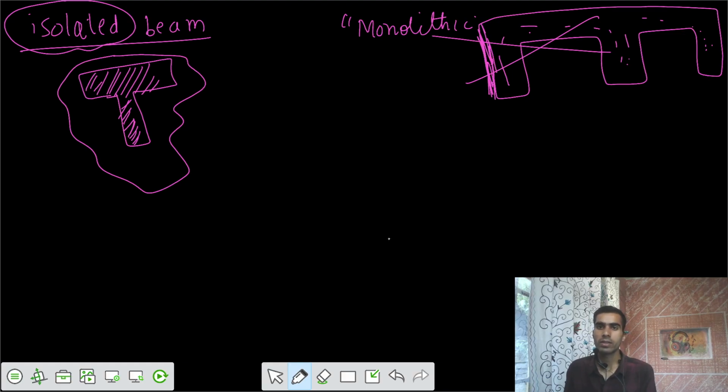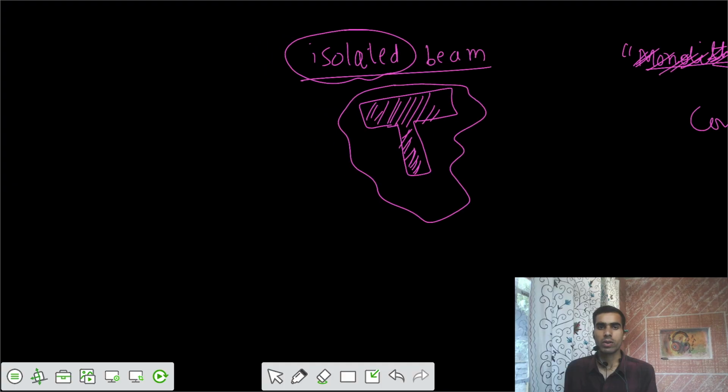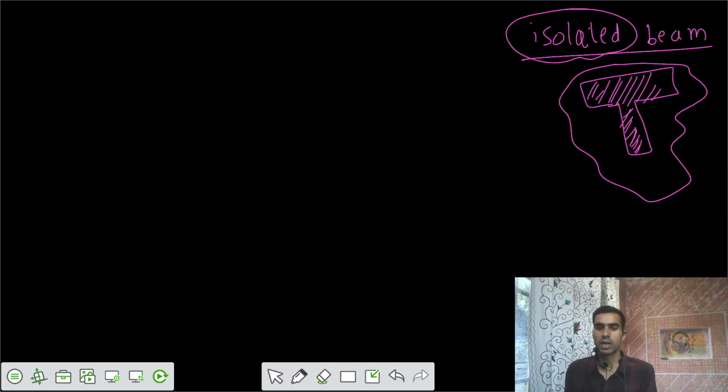In the other case we are designing L-type, T-type, and some intermediate T-types also. So this is what you call a continuous system. You have to erase that monolithic in the previous one. So let's go for the isolated system, isolated beams. Let's say this is some width BW, and there's some actual capital B, and there's some actual DF.